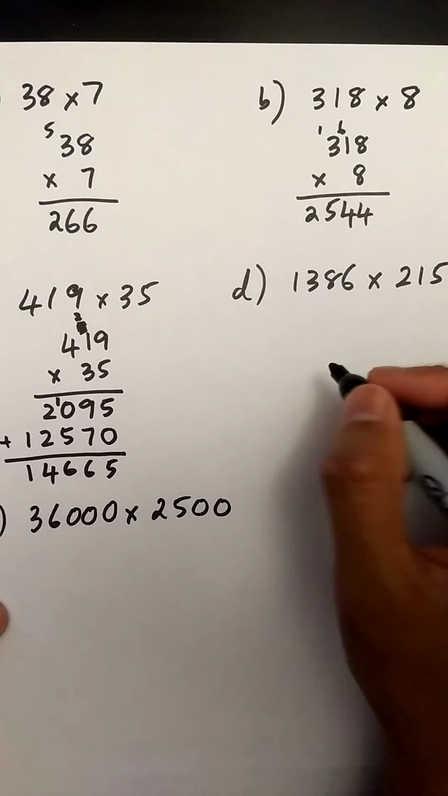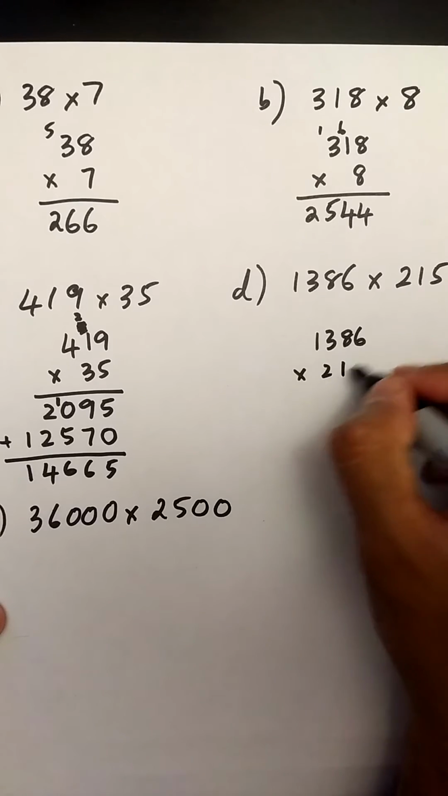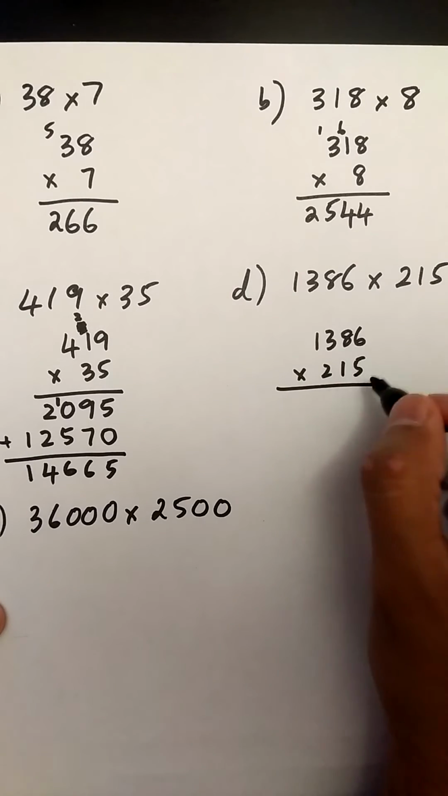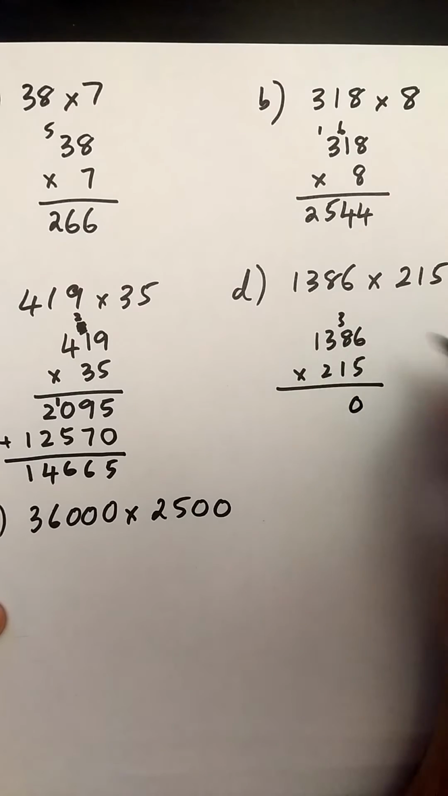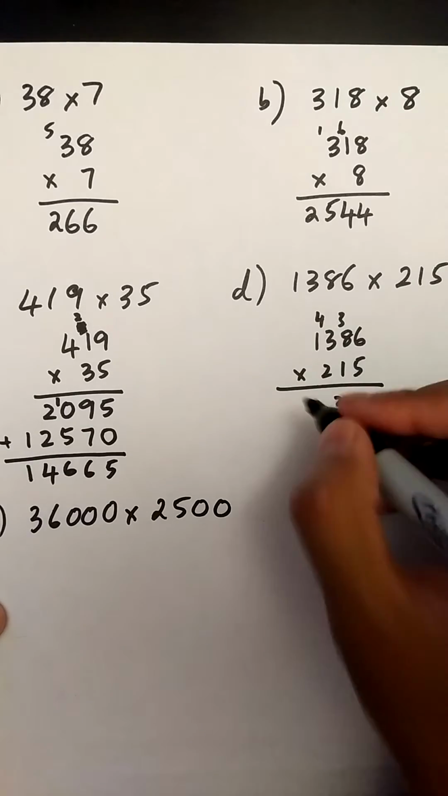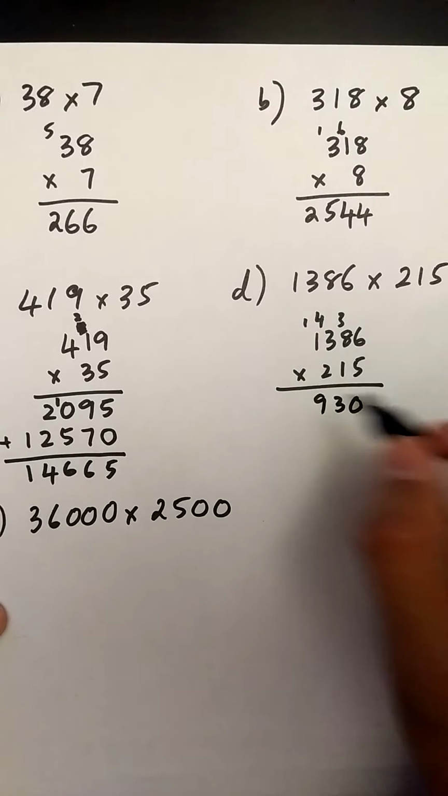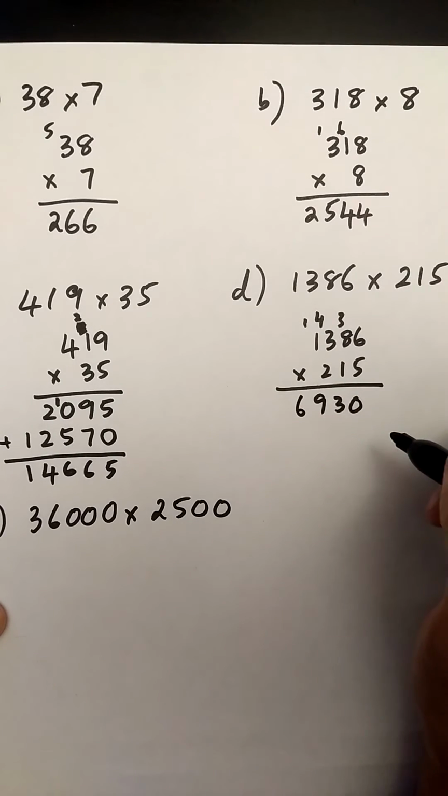Alright, so let's try this next one. Six times 5 is 30. 8 times 5 is 40, plus 3, 43. 3 times 5 is 15, plus 4 is 19. 1 times 5 is 5, plus 1 is 6.